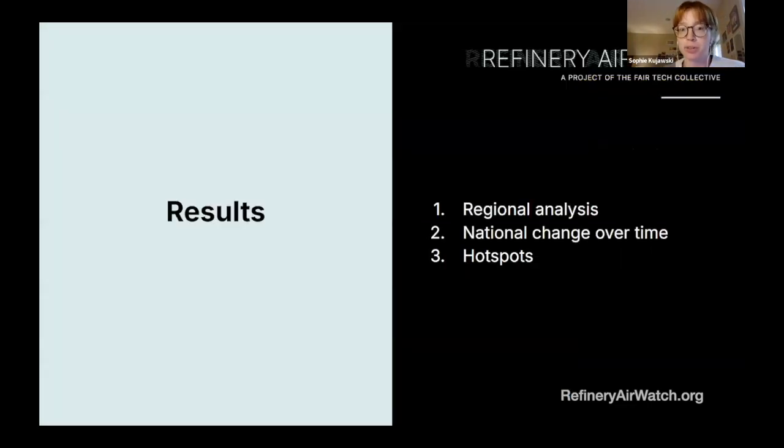So there were three major results that I wanted to focus on for this presentation. One is our regional analysis of EPA regions. We also had this national change over time analysis, and we were able to look at hotspots along refinery fence lines to potentially identify places of interest for fence line communities.